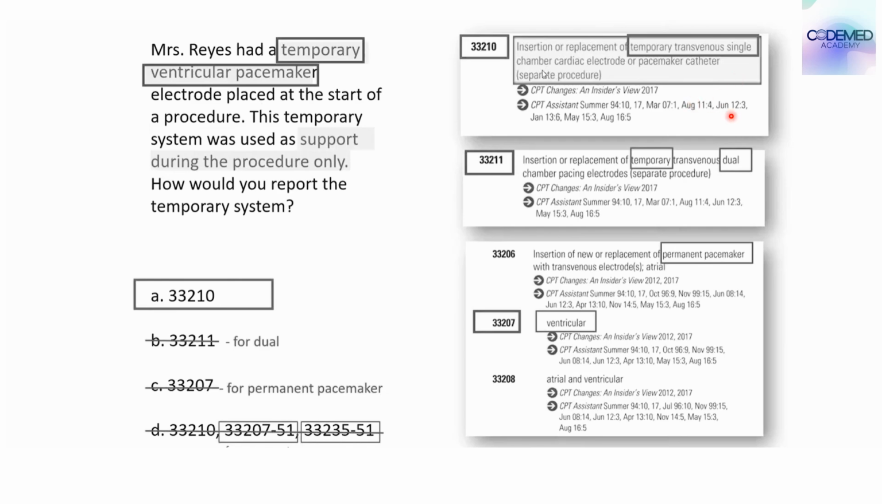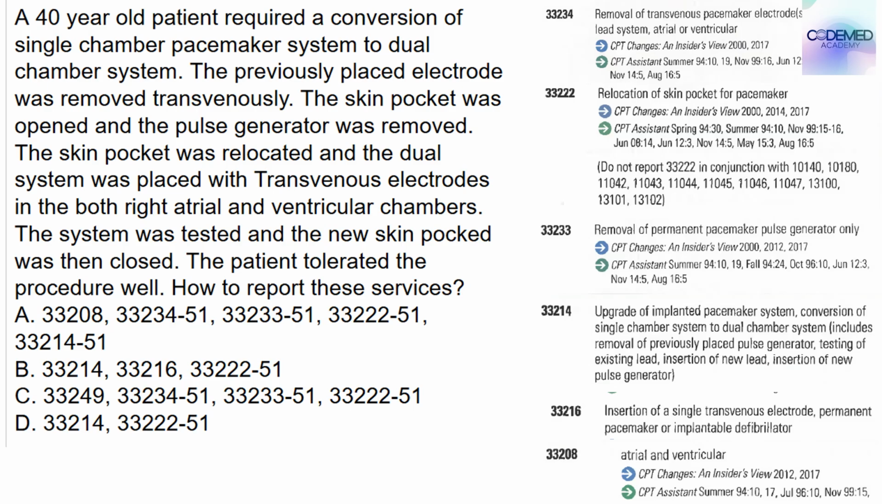So this is the code that we will select, and this other one is for the dual chamber. They have not said anything about the dual chamber. Ventricular pacemaker, only one. And that's why that's the answer. Require a conversion of the single chamber pacemaker system to dual chamber system.